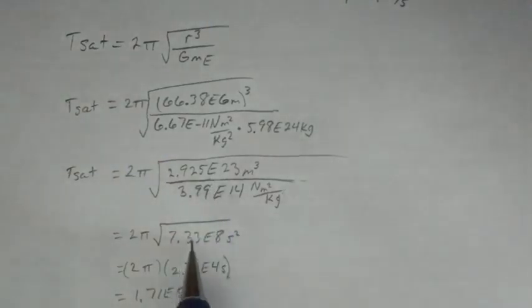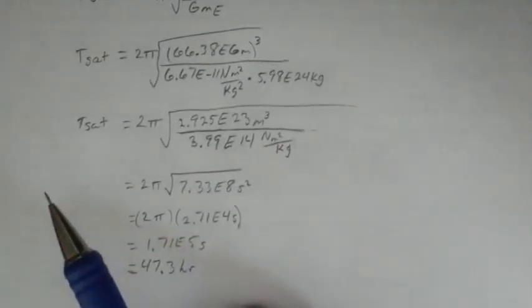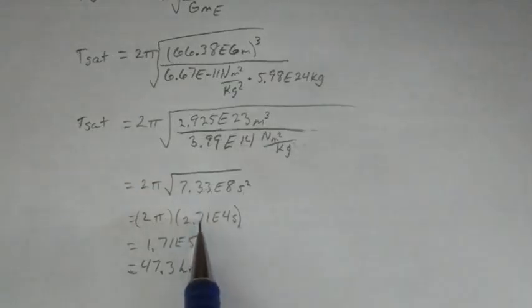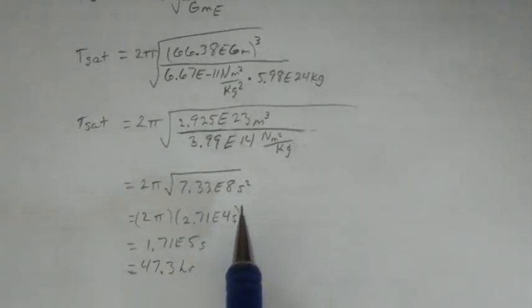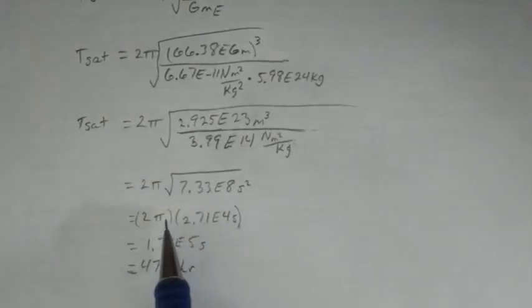This divided by this should give you this in seconds squared. When I square root that, I get this number, and of course the squared comes off the seconds. Times 2 pi gives me this. That is in seconds. That's not very useful. Most people don't know what to do with tens of thousands of seconds. So we're going to divide by 3,600 to give us hours.